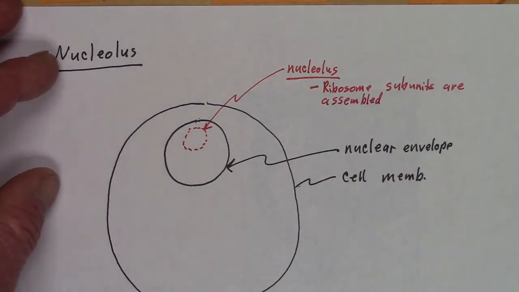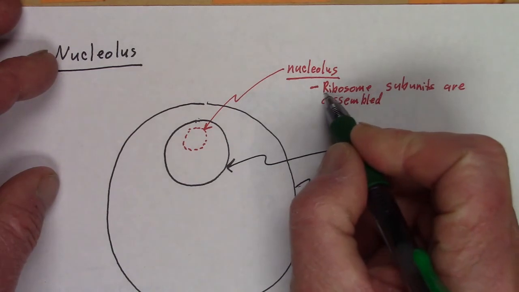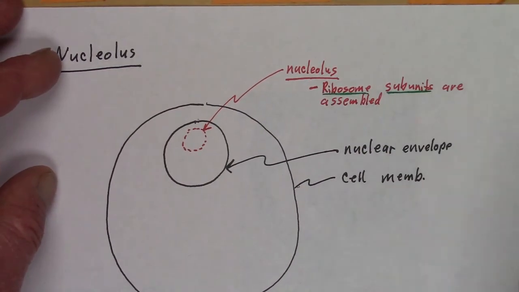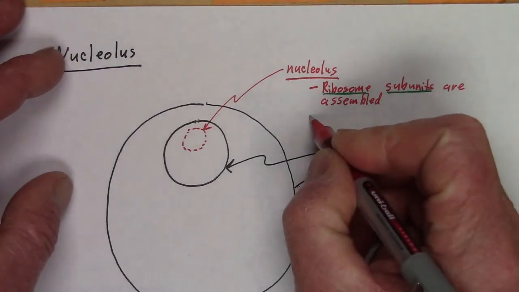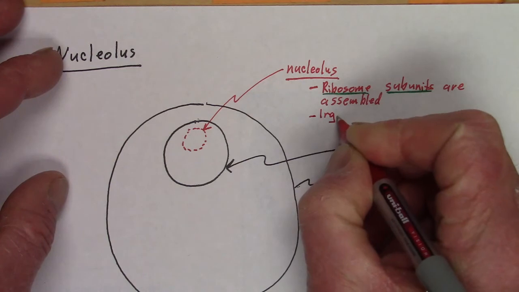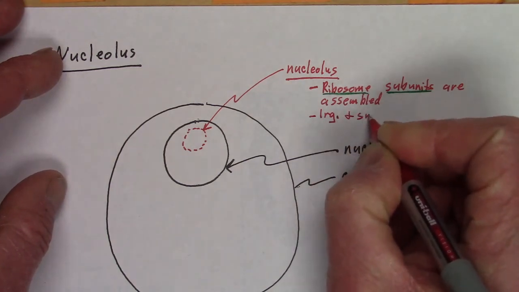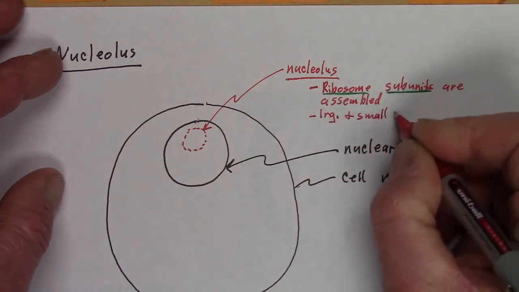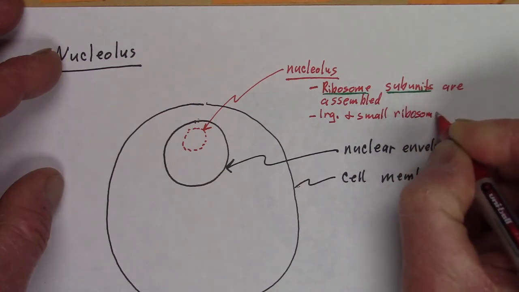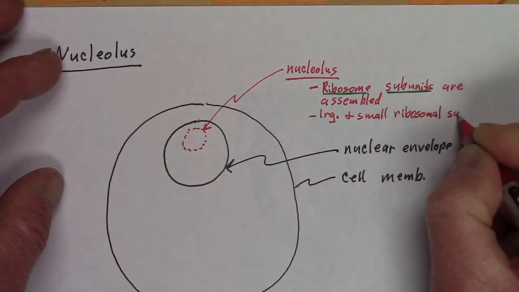So we're going to come back and talk about ribosome subunits. There are 2 subunits. There's a large and a small. And they're both built in the nucleolus. Abbreviate large and small, let's spell it out, ribosomal subunits.